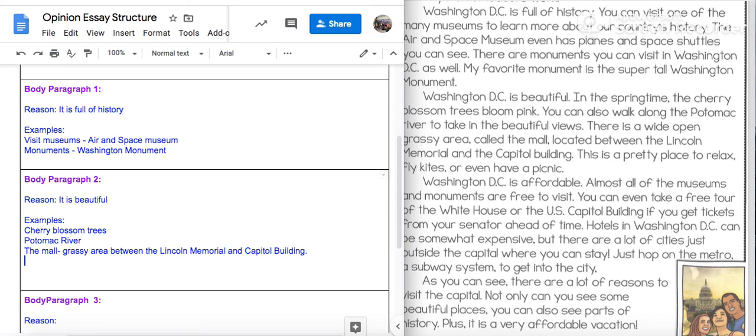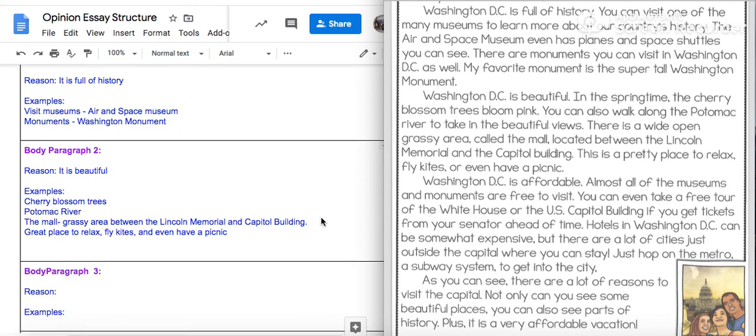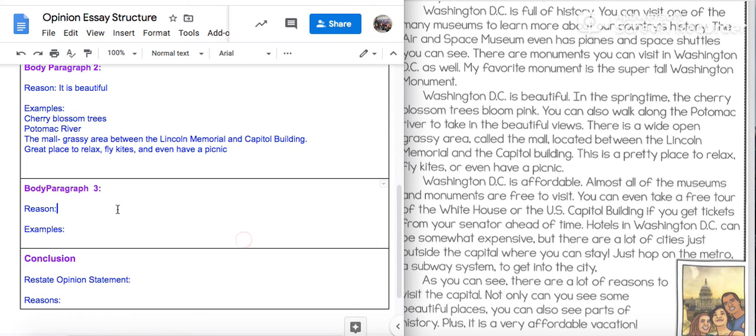And she also says it's a great place to relax, fly kites, and even have a picnic. Okay, so I'm looking over here. This is a pretty place to relax, fly kites, or even have a picnic. The last body paragraph 3. Washington, D.C. is affordable. Her third reason is it is affordable.